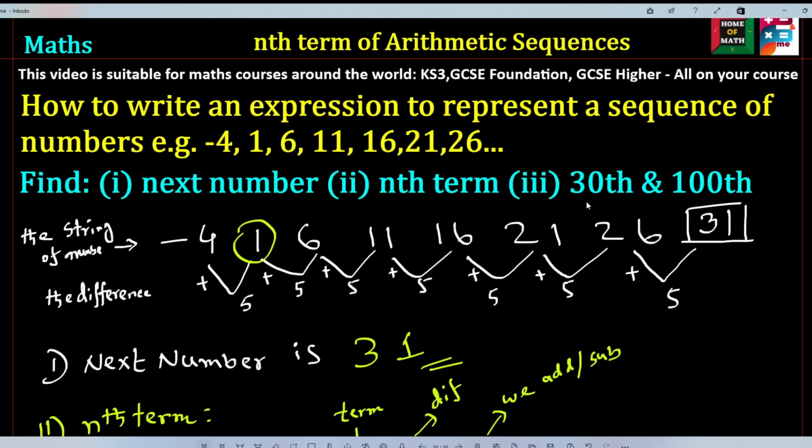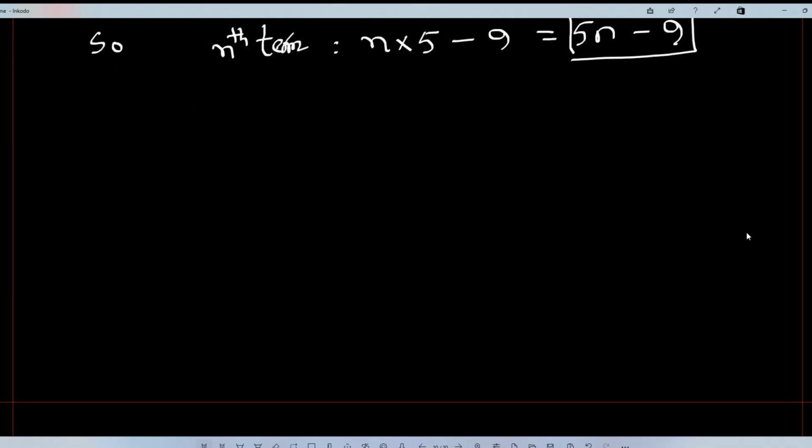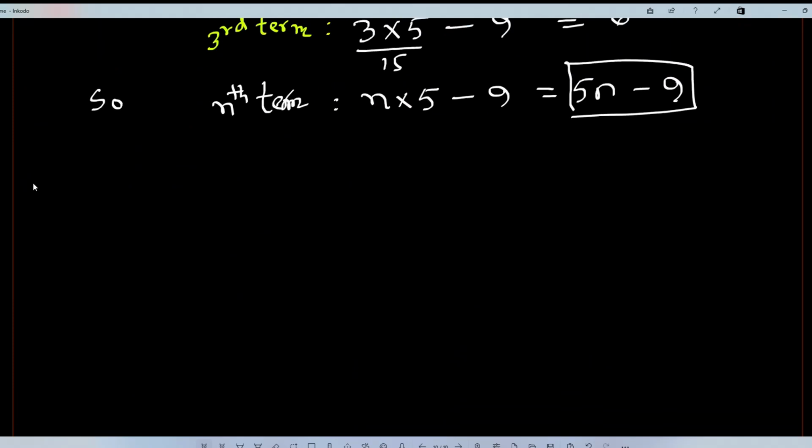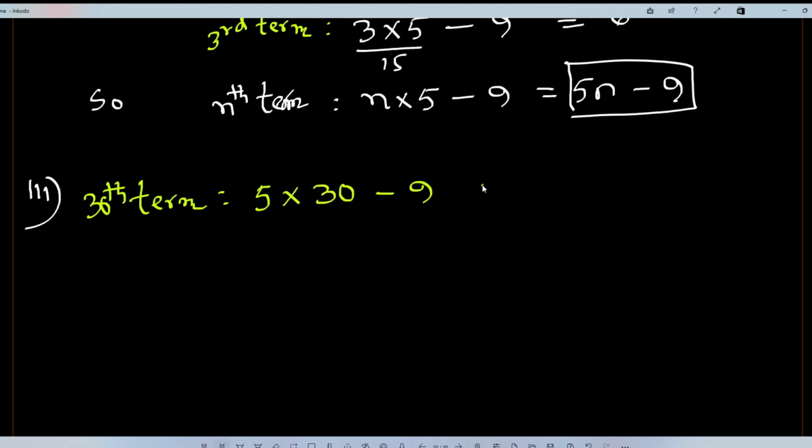Now find the 30th or 100th term. Number 3, the 30th term. We know the nth term is 5n minus 9. So 5 times n means 5 times 30, minus 9. So what will be the answer? Here it is 150 minus 9. So the answer is 141.